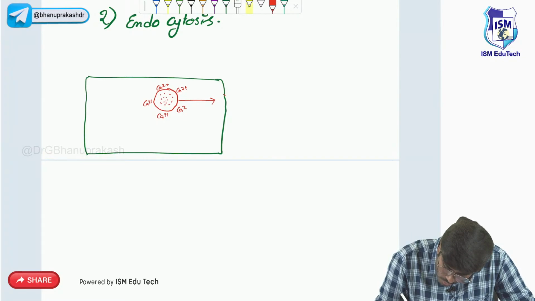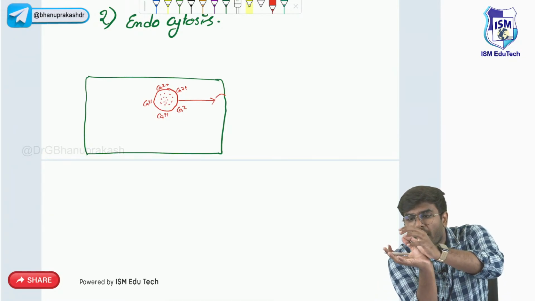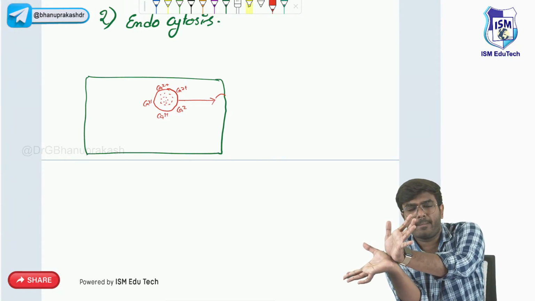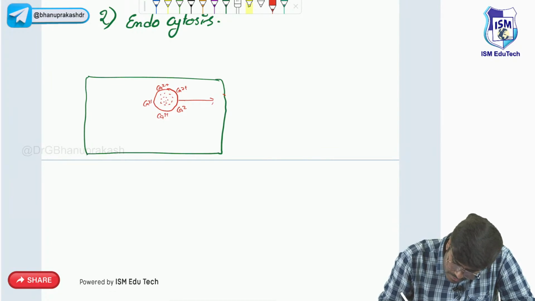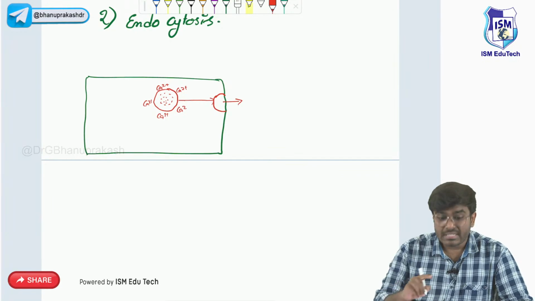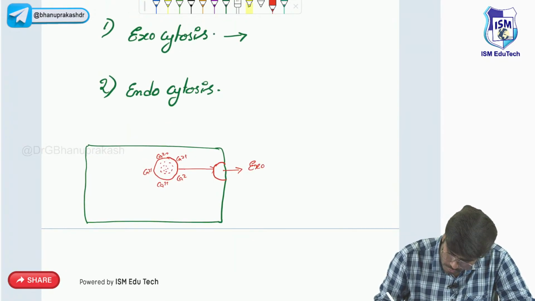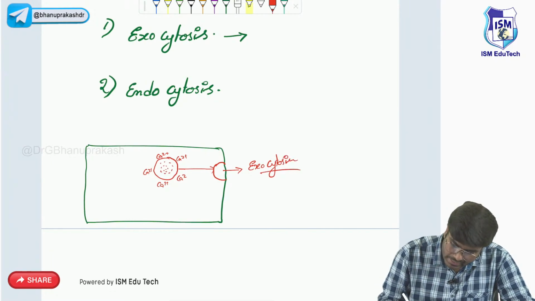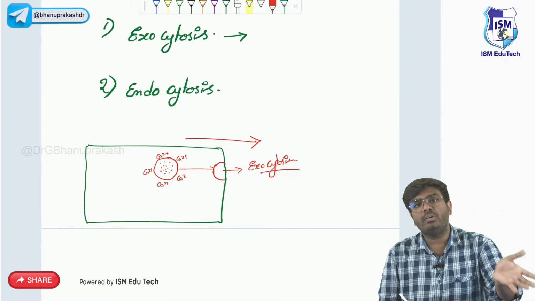It's coming towards the cell membrane. Now this vesicle will go and fuse with the cell membrane. It releases the substances outside. So this movement is called exocytosis. From inside to outside, the movement of a substance through a vesicle is called exocytosis.